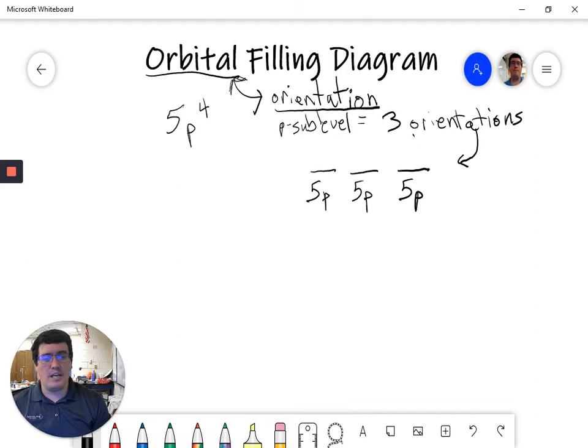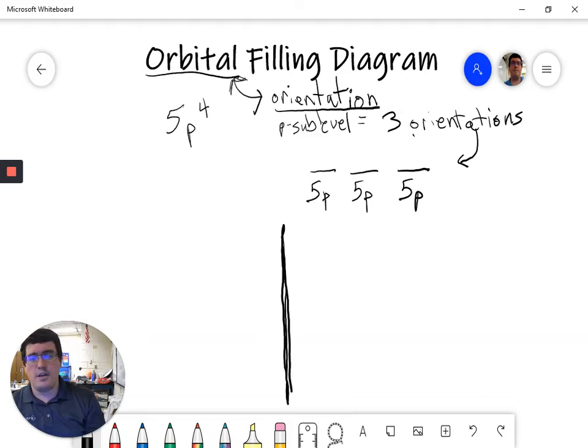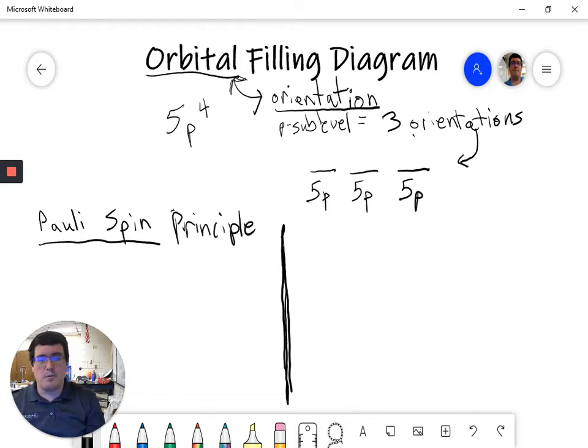What I'm going to do, though, is tell you about 2 rules that govern how we draw these orbital filling diagrams. The first one is called the Pauli exclusion principle. Some people call it the Pauli spin principle. I just went ahead and erased all that. There you go. The Pauli spin principle.